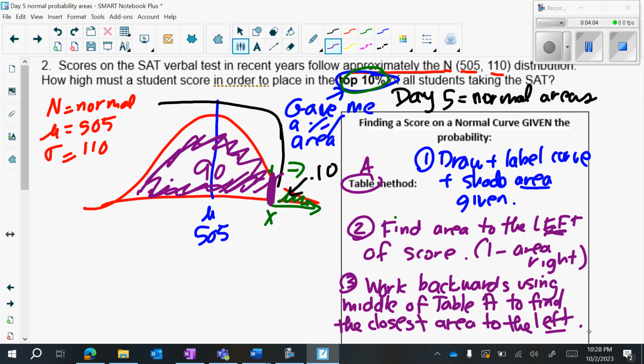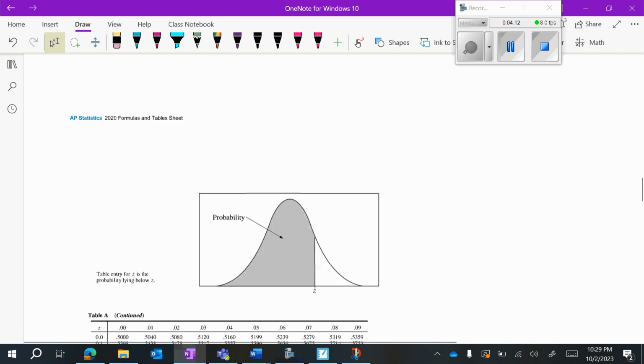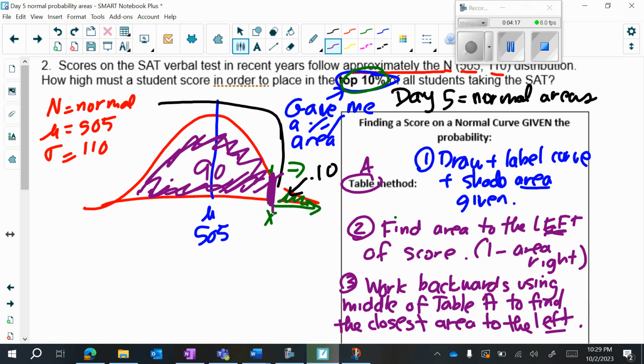Okay, I'm going to explain right now. I'm going to pull up the table. Okay, so here's my table A. There's positive z-scores and negative z-scores. This is the negative z-scores, and these are the positive z-scores. We are on the positive z-scores because remember, we are to the right of the mean if we're in the 90th percentile.